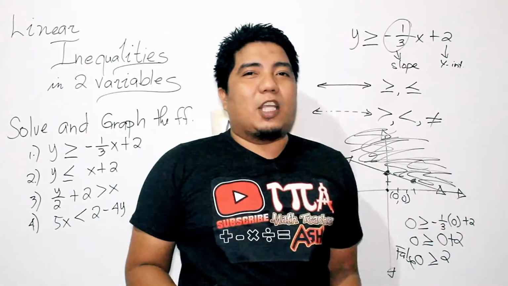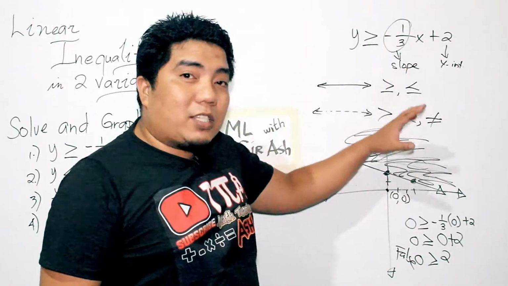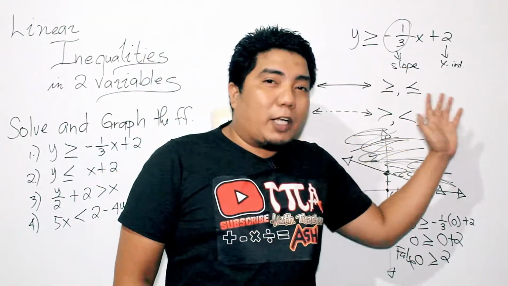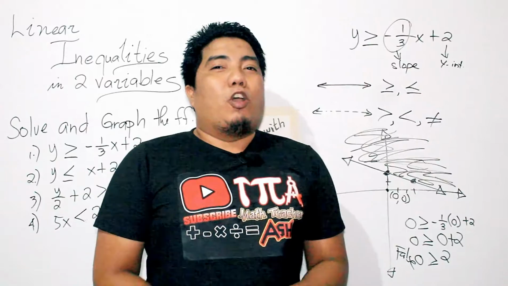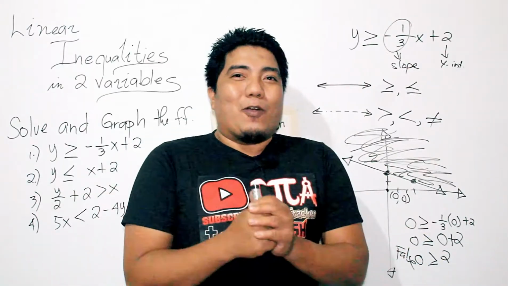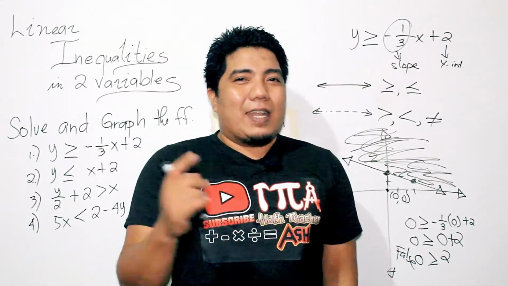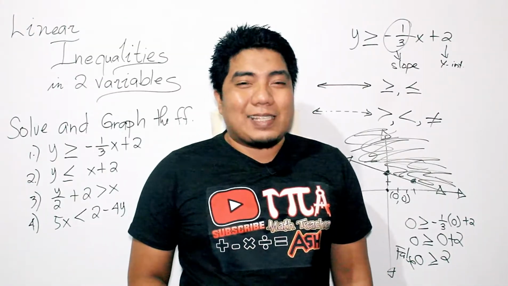And this will be the shaded region in your graph. This means that any points located in the upper part of that graph is part of your solution. And this is how you solve for your linear inequality. Easy, right? Now, let us go to the second example.